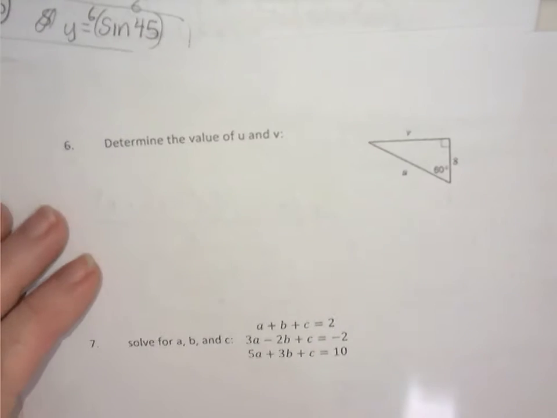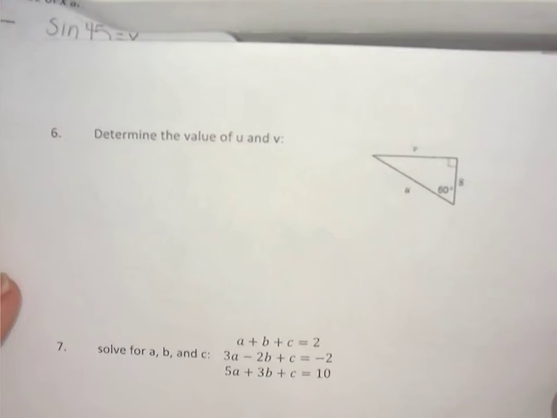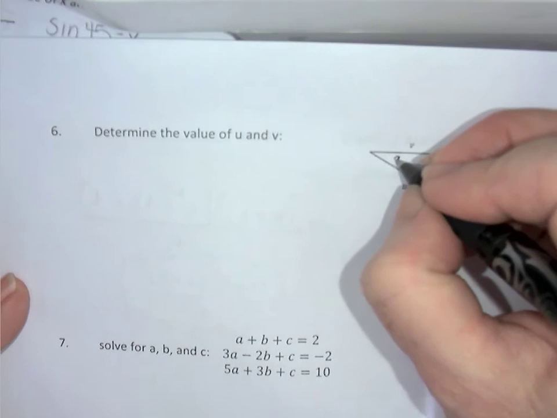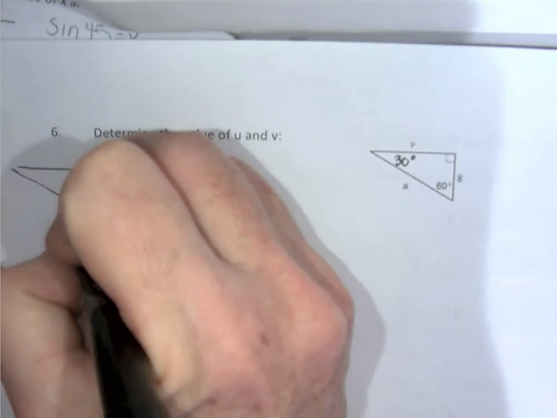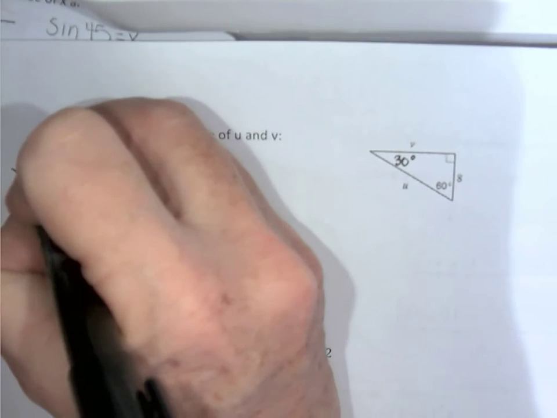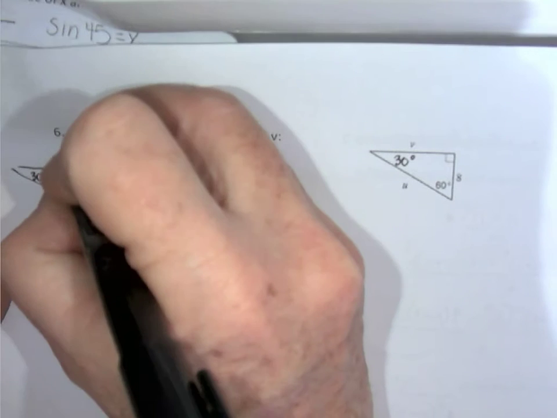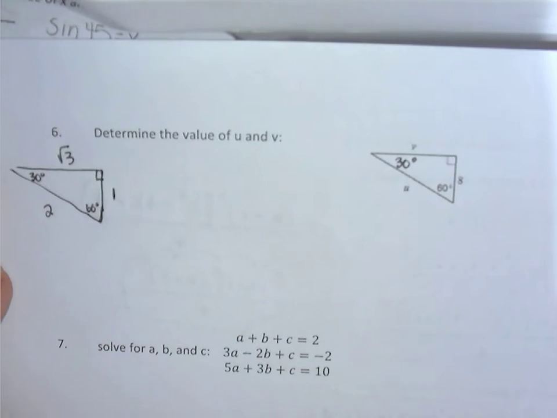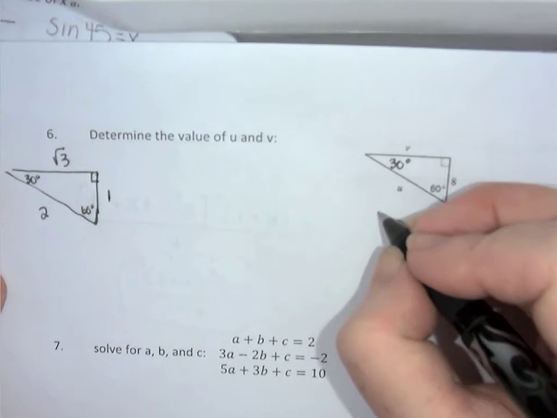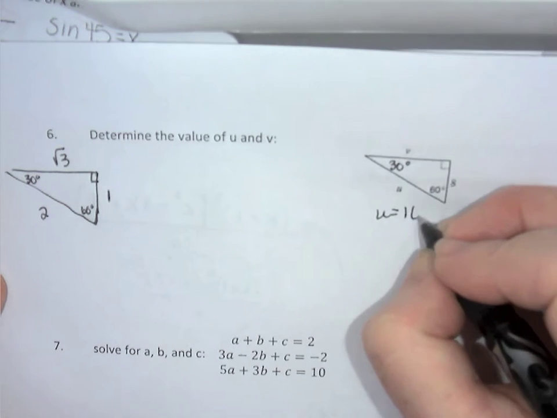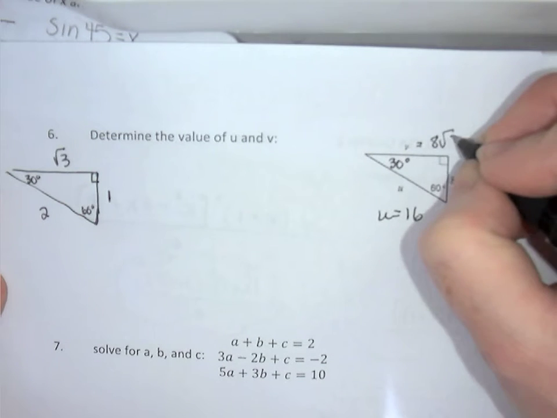Okay, so let's look at the backside of this gateway quiz. We have a 30, 60, 90 triangle, and what you need to remember for a 30, 60, 90 triangle is going to be very important to you very shortly. For 30, 60, 90, the ratio of the sides is 1 to 2 to square root of 3. So in this 30, 60, 90, the shorter leg is 8. So what I know is that u is going to be 16, twice the shorter leg, and v is going to be 8 times the square root of 3.